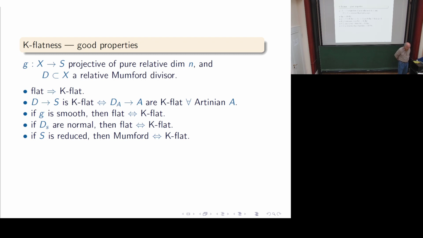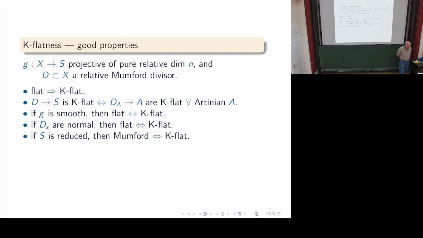We have the relative Mumford divisor. For instance, one good property is that if B is flat, then it is K-flat; so flat families are K-flat. Also, K-flatness can be checked over all Artin bases, so it's the same as with flatness. If the morphism is smooth, then flatness is the same as K-flatness. So it's only at the singular points that we get something new. And if the fibers are normal, then again flatness is the same as K-flatness.